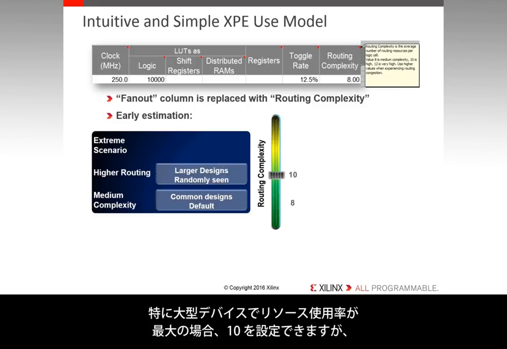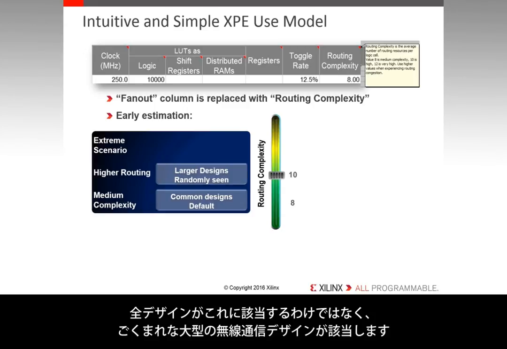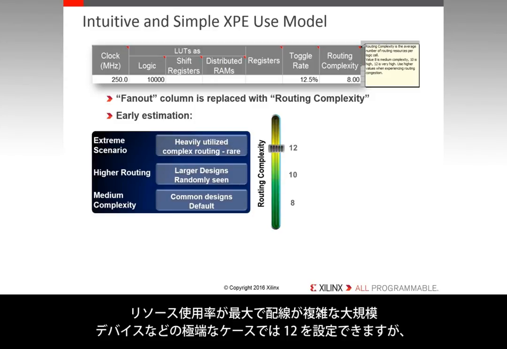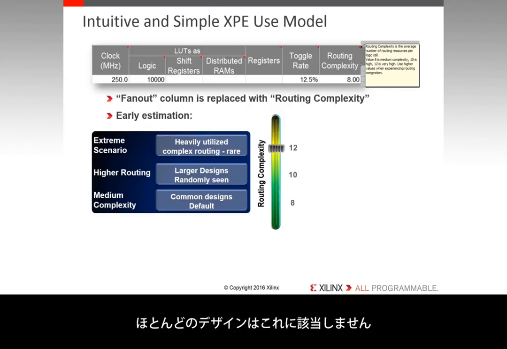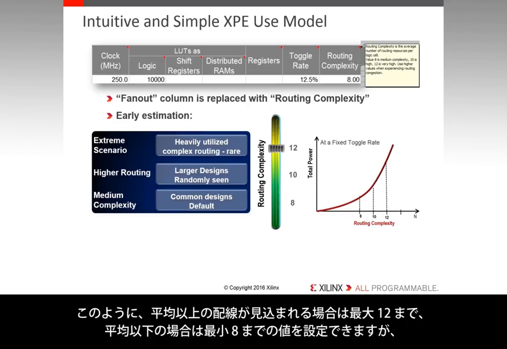Especially in larger devices with maximum resource utilization, you can set it to 10. Not all designs fall under this. Very few larger wired communication designs tend to fall in this category. In extreme cases like bigger devices with maximum resource utilization and complex routing, you can set it to 12. But this is highly unlikely for most designs. As you can see, this number could be guided up to 12 if above average routing is expected, or down to 8 if less than average routing is used.